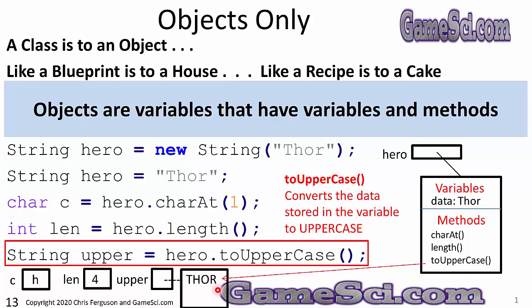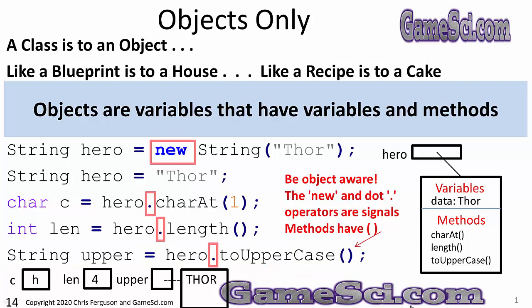What do we do with it after it returns the uppercase string? We assign it to a variable called upper. Upper is also a string reference. It points to this new string object containing Thor in uppercase. The point here is we need to be object aware. What does that mean, be object aware? Understand that the new and the dot operators are signals that we're using objects. Whenever you see this new operator, it literally means give me some new memory to hold an object. And that's what's going to happen. It's going to allocate this chunk of computer memory to hold an object.